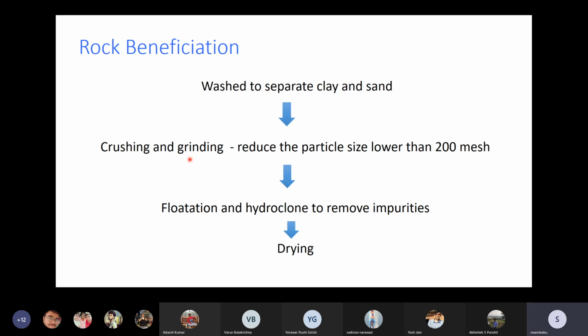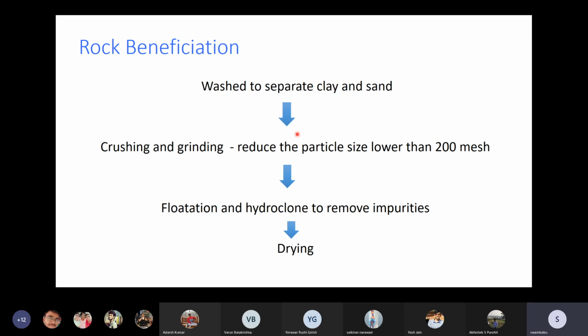They reduce from almost big rocks to particles smaller than 200 mesh size. I'm sure you learned in the sieving process what is the 200 mesh, what is lower than 200 mesh and what is higher than 200 mesh. I'm sure you know it.